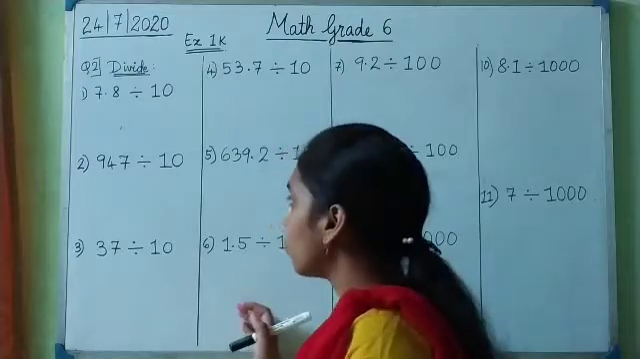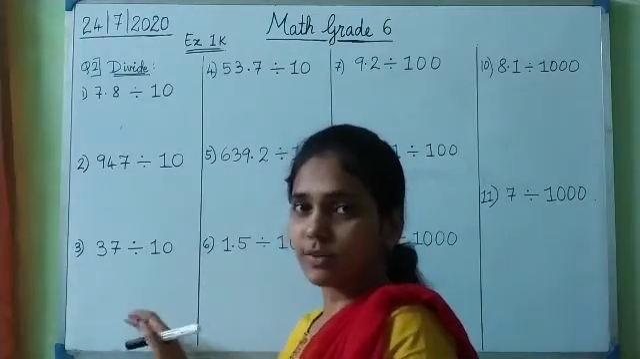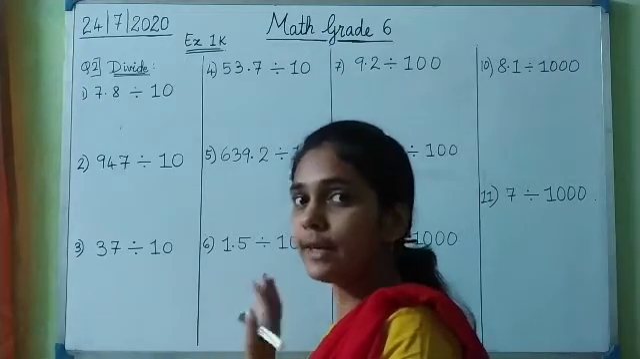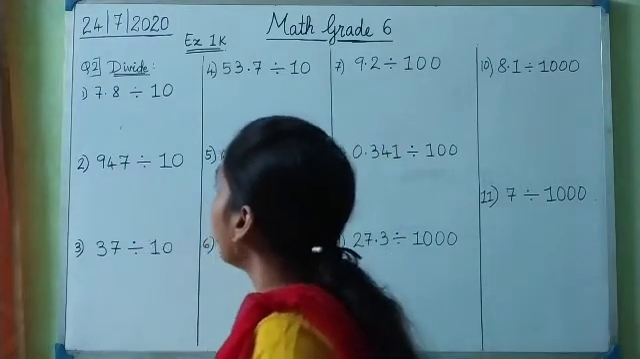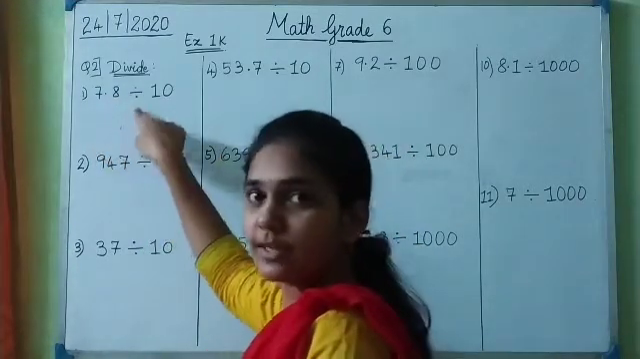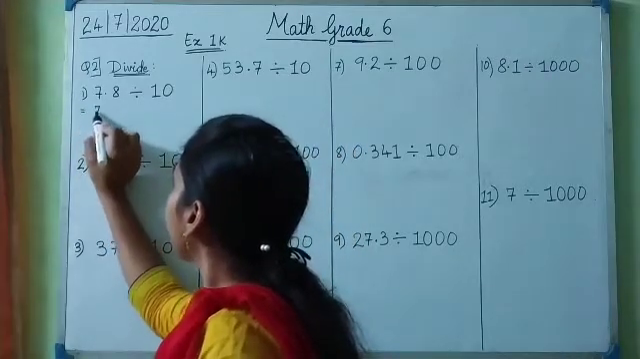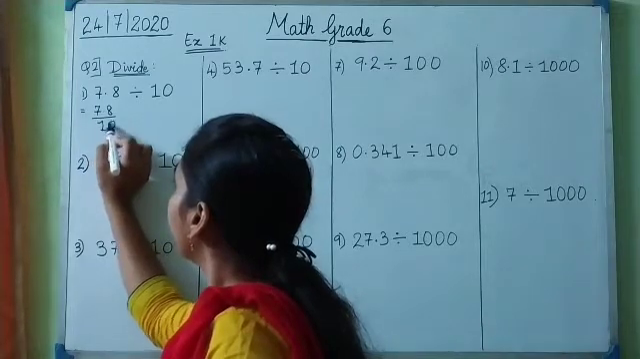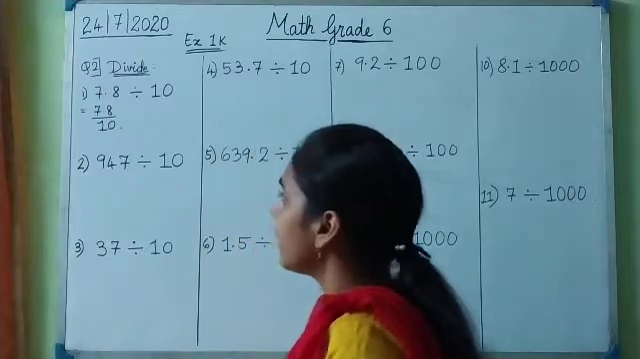We will also see how to divide decimal numbers as well as normal numbers without a decimal point by 10, 100 and 1000. So the first question is 7.8 divided by 10. So I write it as 7.8 divided by 10.